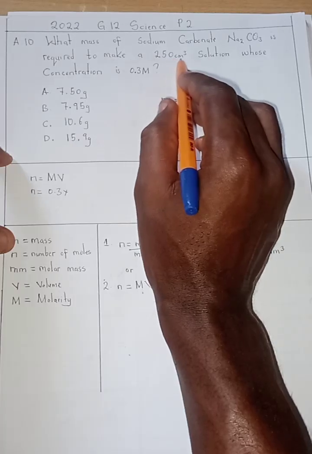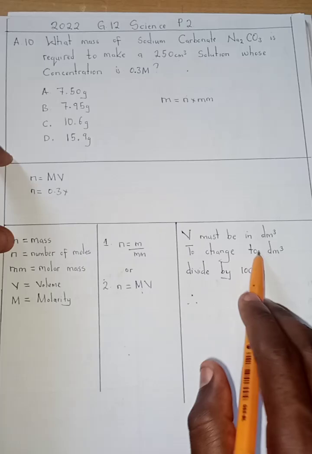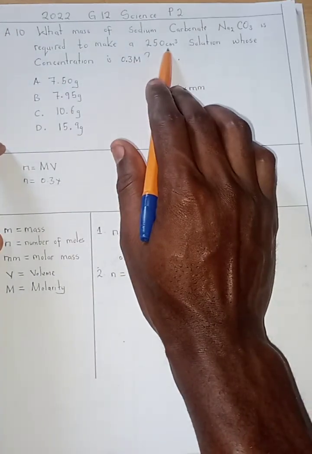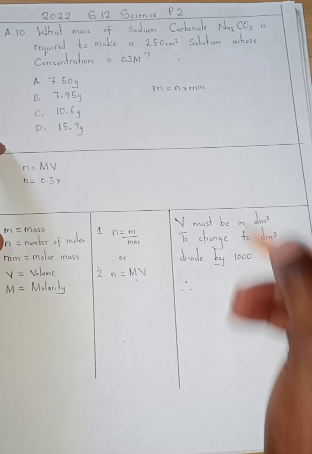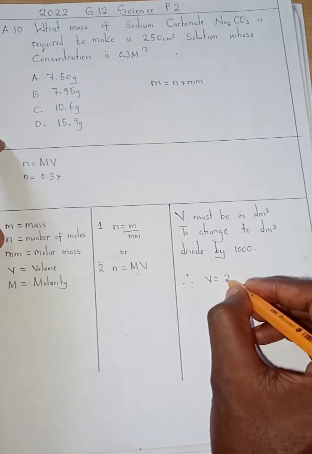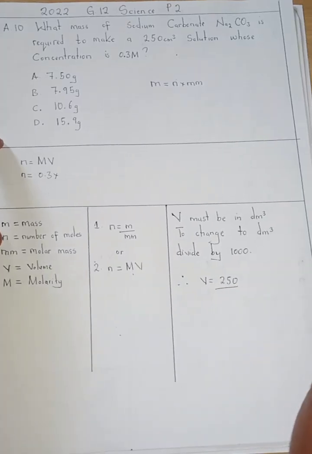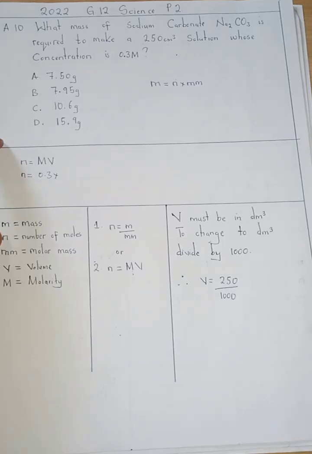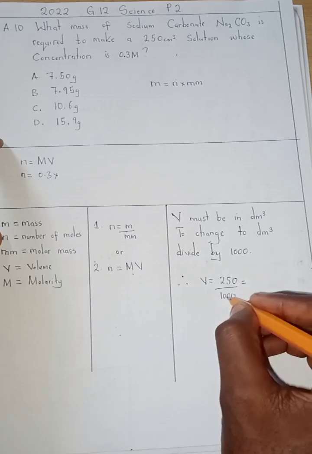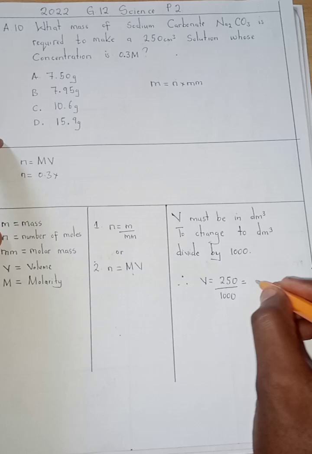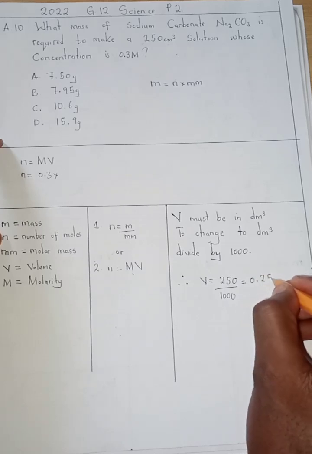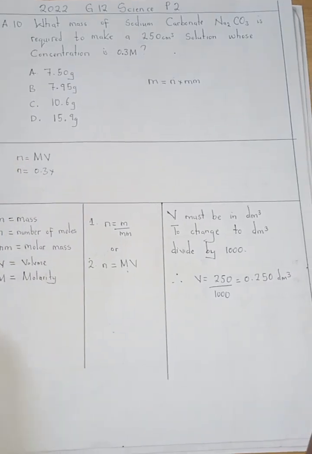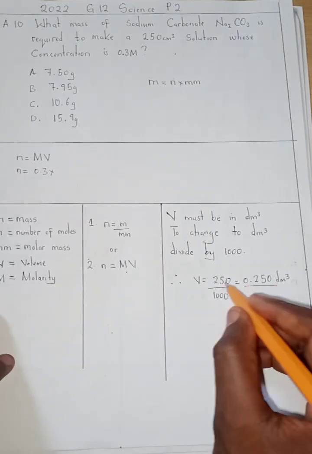On volume, the unit must be cubic decimeter, not cubic centimeter. So if it's not in cubic decimeters, change it. To do so, you take the 250 that you've been given and divide it by 1000, because 1000 cubic centimeters make up 1 cubic decimeter. When you divide, what you get is 0.250 cubic decimeter. So this is the volume we'll use, not the 250.